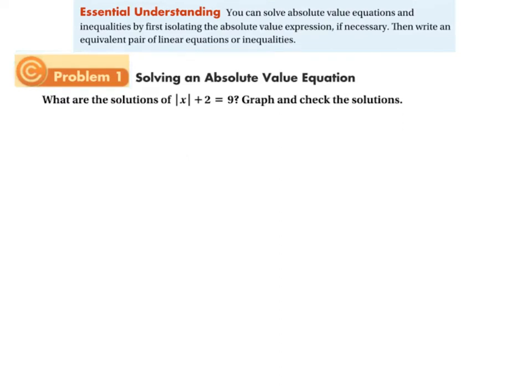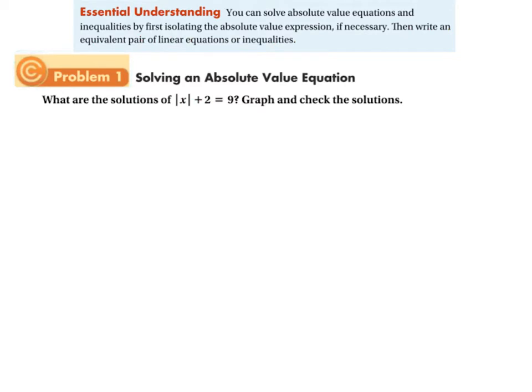All right, so this essential understanding statement at the top basically says that if you want to solve these absolute value equations, or eventually inequalities, as you're going to see later on in the video, the first thing that you do is you isolate the absolute value expression if necessary. This is the absolute value expression, the part that's the bars and everything inside of it. So as you can see here, we have something else going on there, which is this 2 is being added to it. So we need to first isolate this part. Then we can split it up into a pair of linear equations or inequalities.